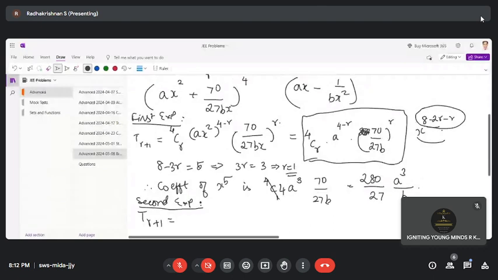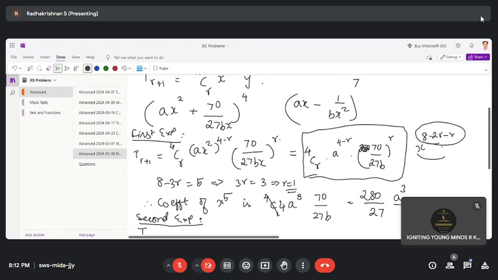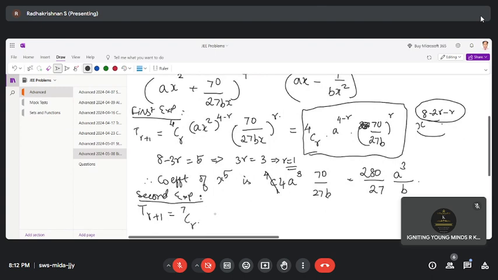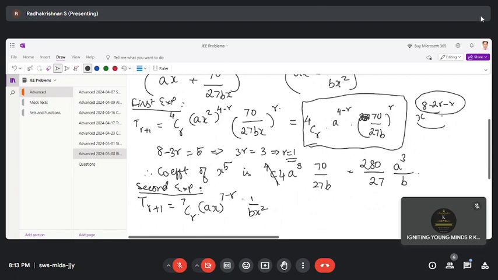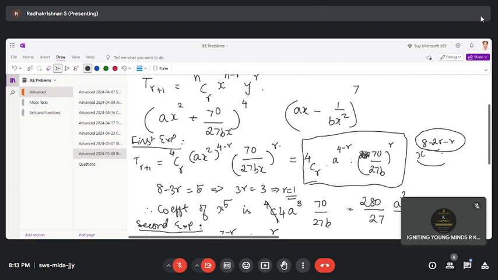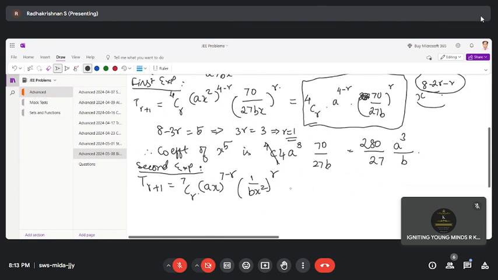The second expression is ax minus 1 by bx square. Now nCr here is 7Cr. Same way, let us write 7Cr a power 7 minus r into 1 by b power r. This is the terms without x. The terms with x: x power 7 minus r and x power minus 2r. So that means 7 minus 3r equal to minus 5 now.